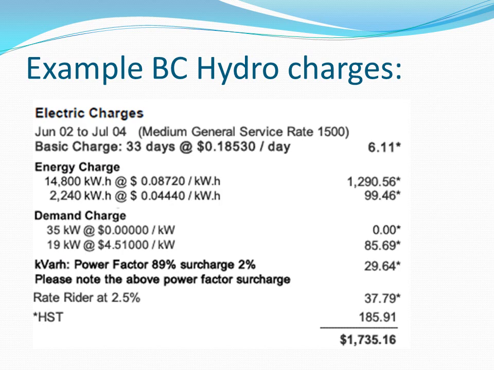Let's look at utility billing. Here is an example of a bill from BC Hydro. We see the electric energy and demand charges, and the power factor surcharge. We've covered how to lower these three charges, but let's examine the PF surcharge.